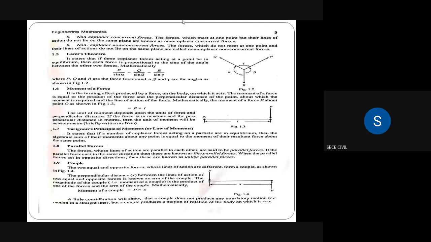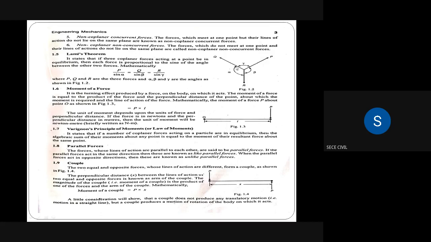Next one is Lami's theorem. So Lami's theorem, everyone knows. So Lami's theorem states that 3 coplanar forces. Okay, so just now we studied what coplanar forces are. Coplanar forces means forces acting in the same line of action and also acting in the same plane.